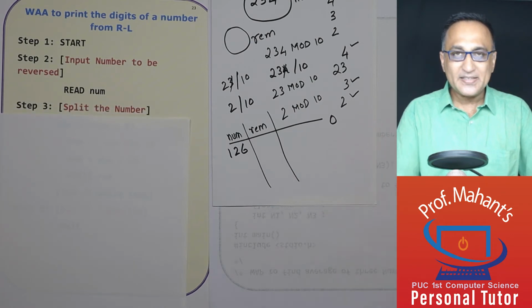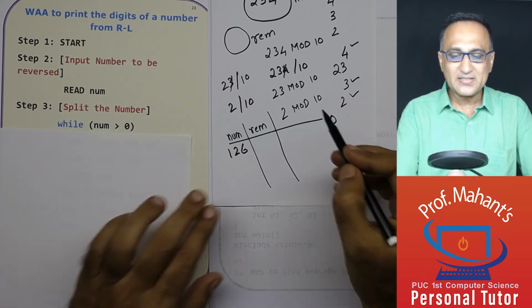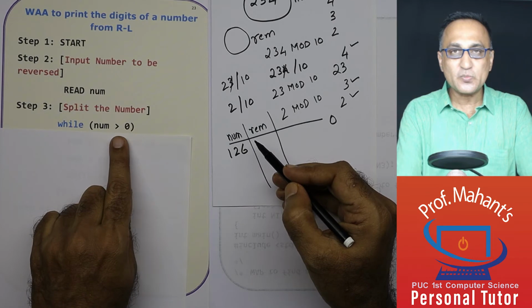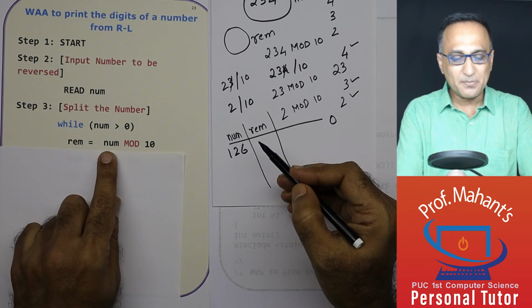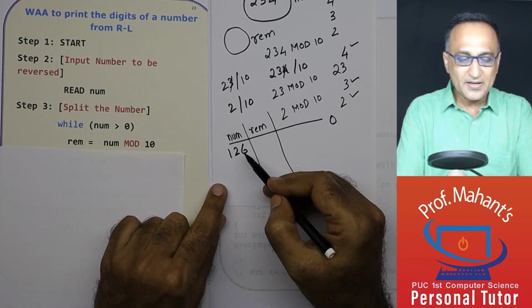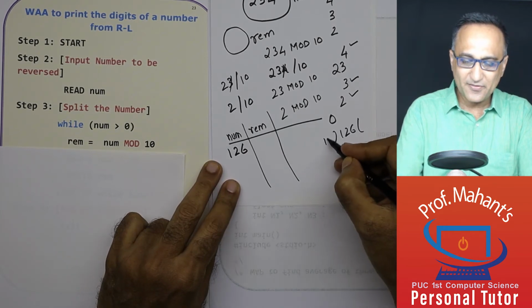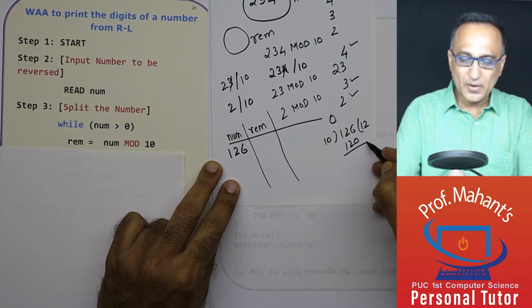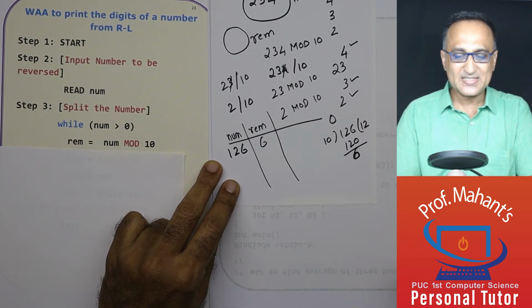Then I'm going to split the number so that it gives me its individual digits. How do I do it? I do it using a while loop. As I told you, I should keep processing this number as long as the number is greater than 0. So what am I doing? I am saying remainder is number mod 10. If I take 126 and divide by 10, 10 into 12 is 120, and the remainder happens to be just 6. So now the remainder is 6.